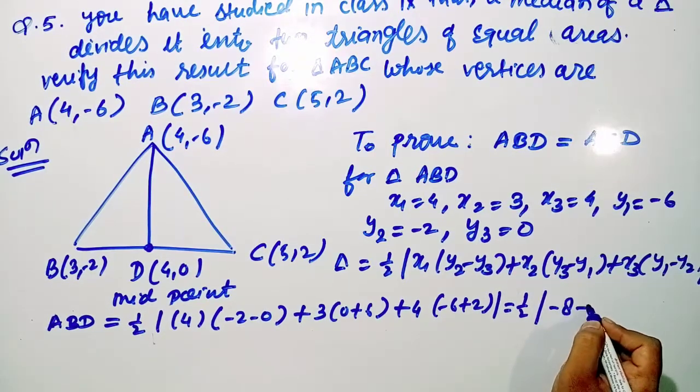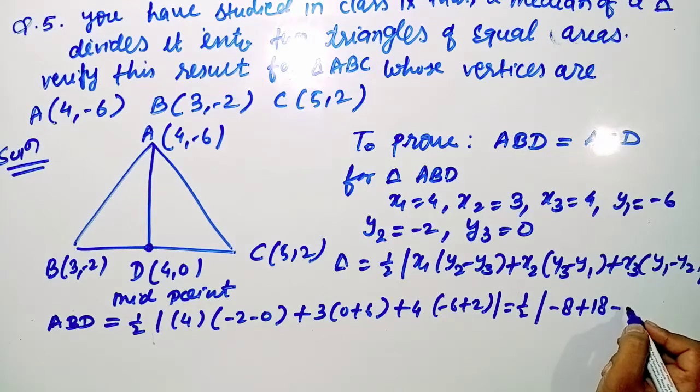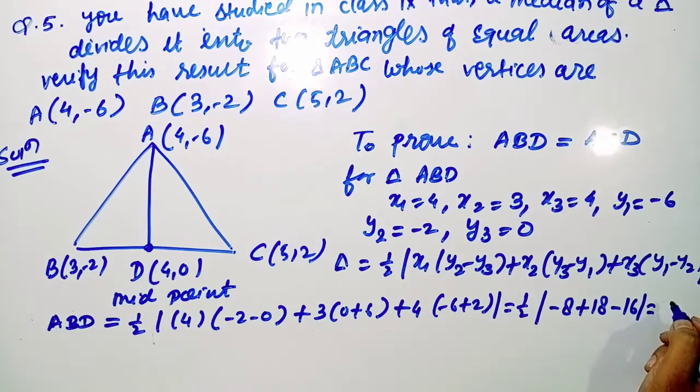Now simplifying these things. This is just simple labor work you will have to do by yourself. So we are getting minus 6 by 2. We know that area of a triangle is positive, so the area of the triangle will be 3.